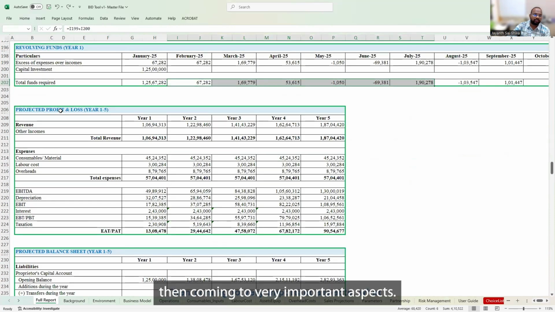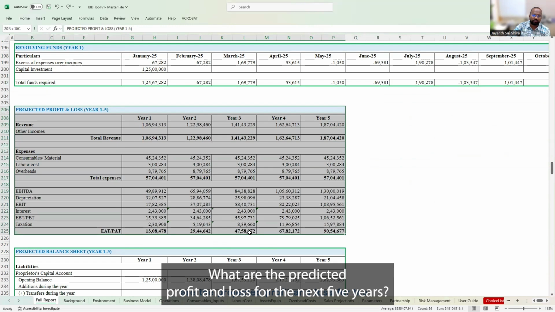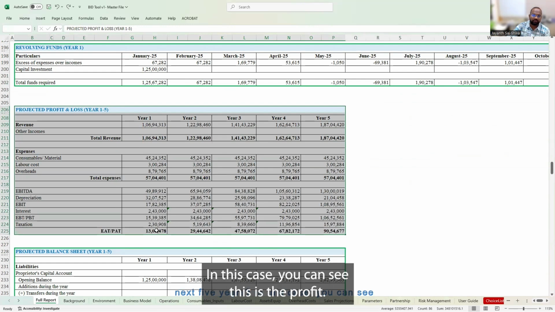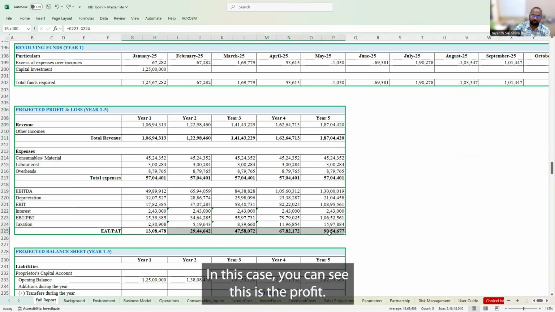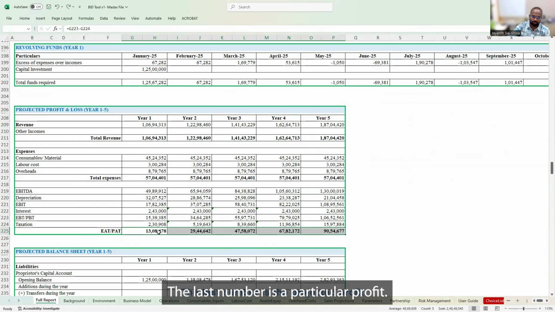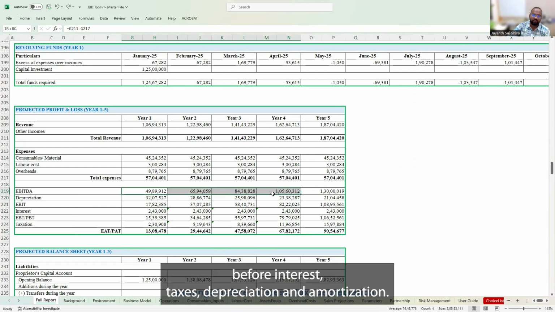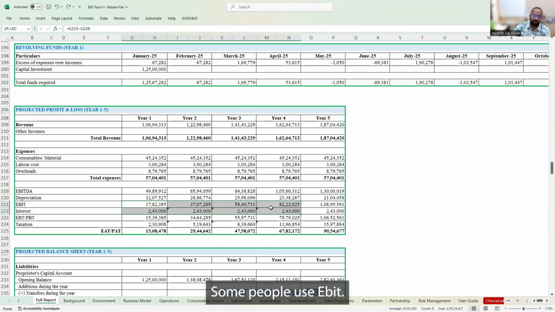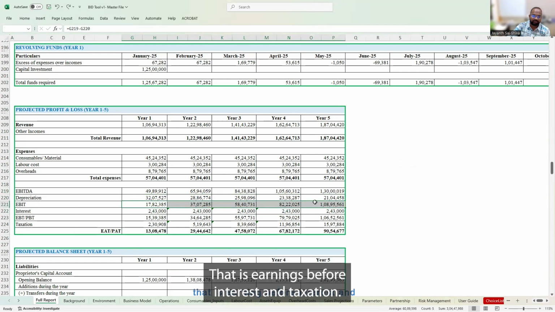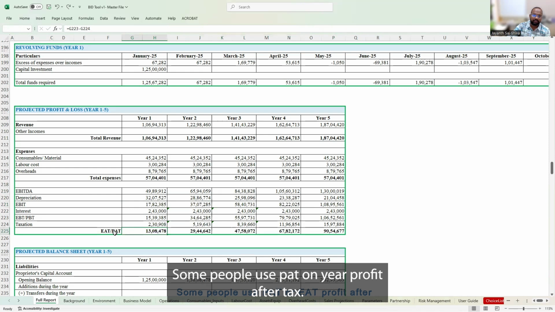Then coming to very important aspects, what are the projected profit and loss for the next 5 years? In this case, you can see this is the projected profit. The last number is the projected profit. Some people use EBITDA, earnings before interest, tax, depreciation, and amortization. Some people use EBIT, that is earnings before interest and taxation. Some people use PAT or EAT, profit after taxation.